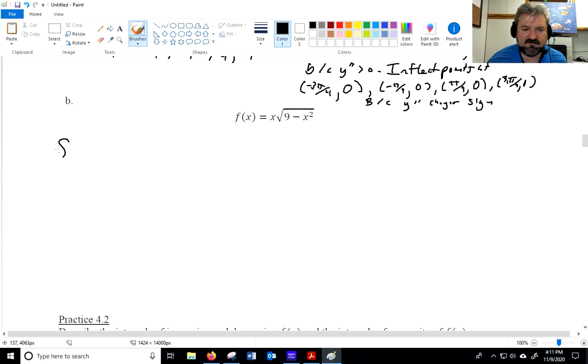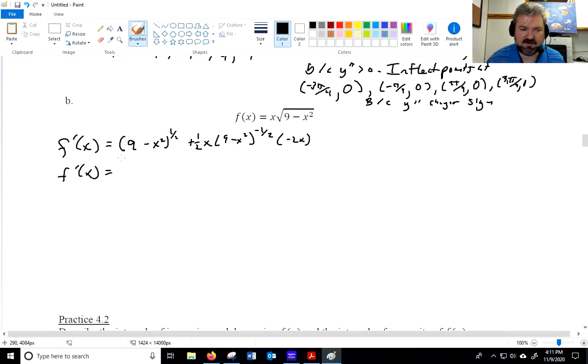Let's get the first derivative. F prime of x is equal to, we're going to do the derivative of the first, which is 1, times the second, and I'll use exponent notation here. Plus the first times derivative of the second. Bring down the 1/2. 9 minus x squared to the negative 1/2, and then multiply by the chain, which is a negative 2x. Since I'm going to be taking the second derivative, I might as well go ahead and clean this up just a hair.